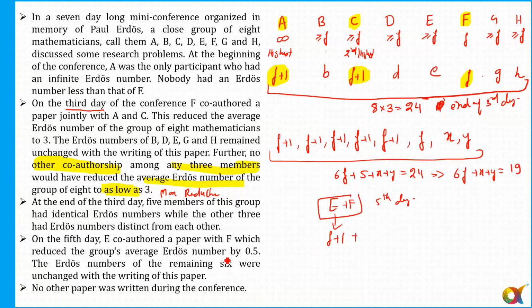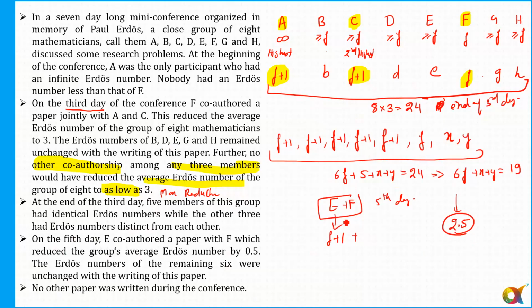Which reduces the group average score by 0.5. So what is the average now? Can I say initially the average is 3. So now the average is equal to 2.5. Okay? So the average is reduced by 0.5 and the IRDOS number of the remaining 6 people were unchanged after the writing of this paper.